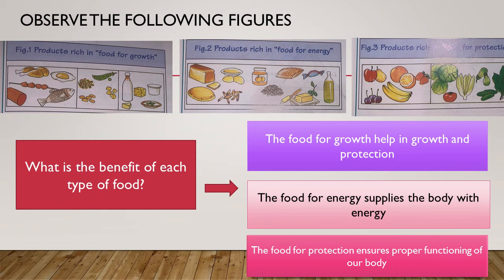So let's repeat them together. The food for growth helps our body to grow. Food for energy gives our body the energy. And the food for protection, it ensures the proper functioning of our body.